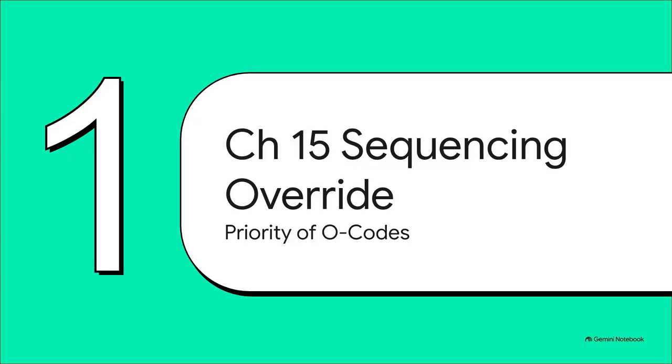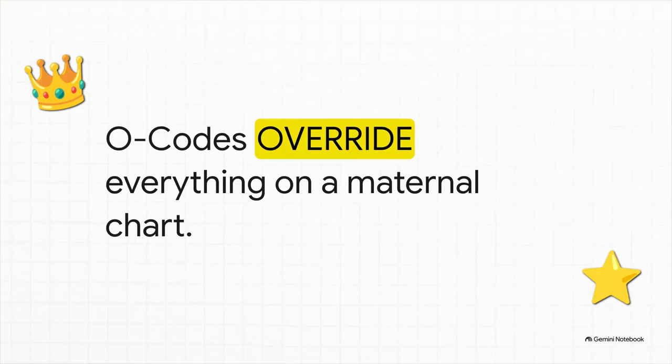Okay, let's jump right into Section 1, the Chapter 15 sequencing override. So, here is the absolute golden rule of obstetrics coding. Category O codes, those are the ones ranging from O00 to O9A, they literally override everything. They always take precedence over codes from any other chapter. And this applies whenever a condition complicates a pregnancy, is aggravated by the pregnancy, or is just the main reason for OB care in general. In the medical coding world, Chapter 15 is king.